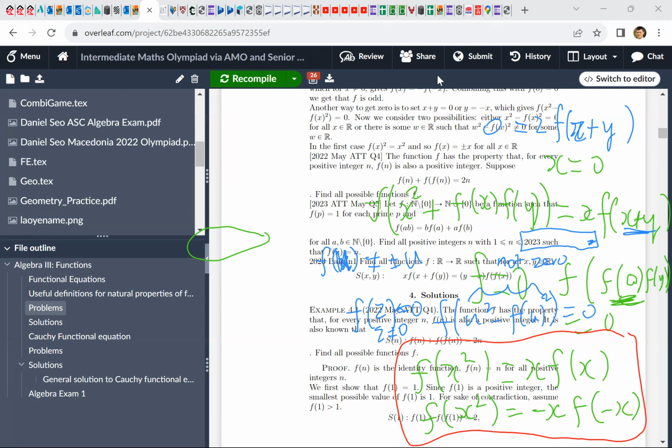So do people agree that that's sound reasoning? I'll ask you in the form of a poll. Yes, this means it's plus or minus the identity. No, this does not mean it's plus or minus the identity.